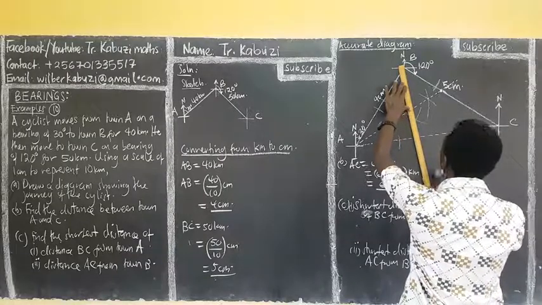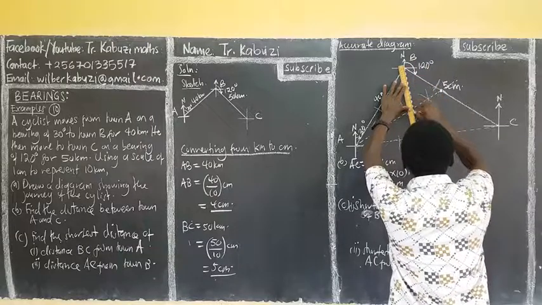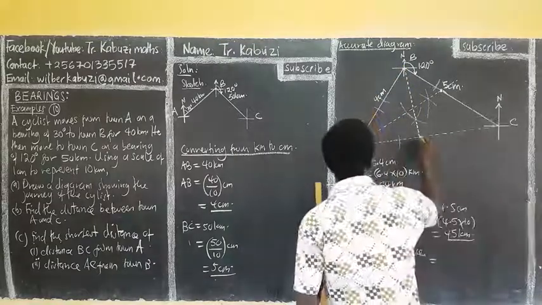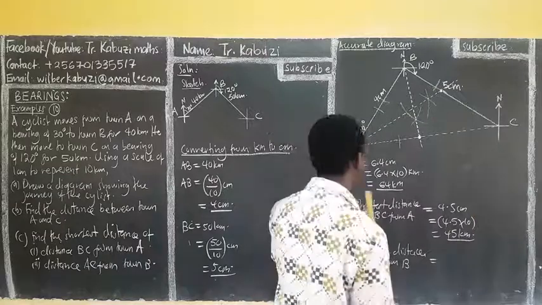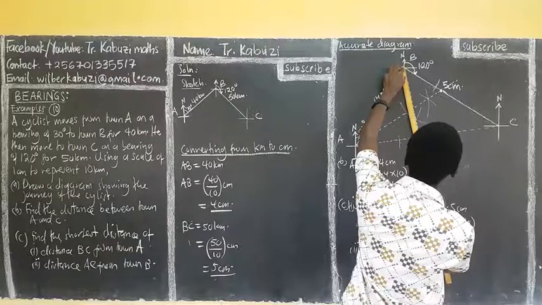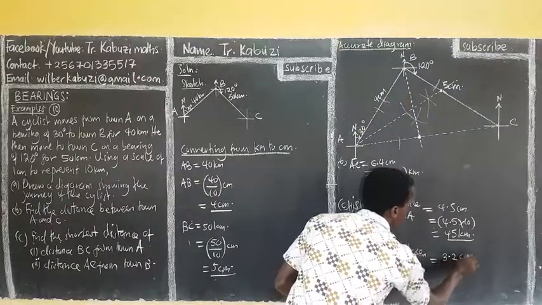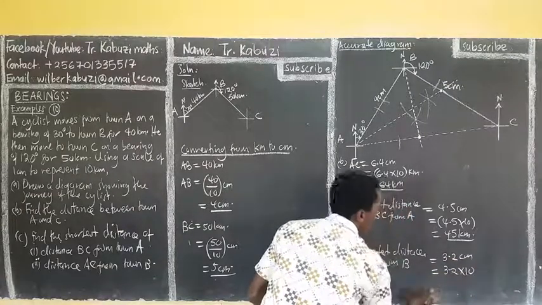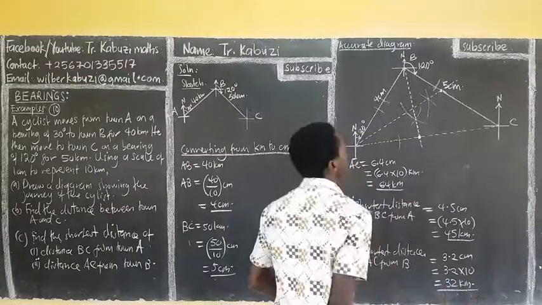So now you join, and this is going to be up here. It's going to be my shortest distance of B from AC. Then I get my ruler and measure from here up to here. I'm getting 3.2 centimeters, which will be 3.2 times 10, the scale, and this is going to be 32 kilometers.